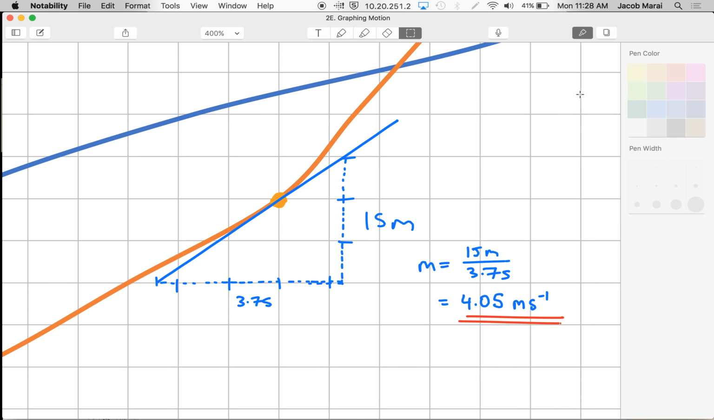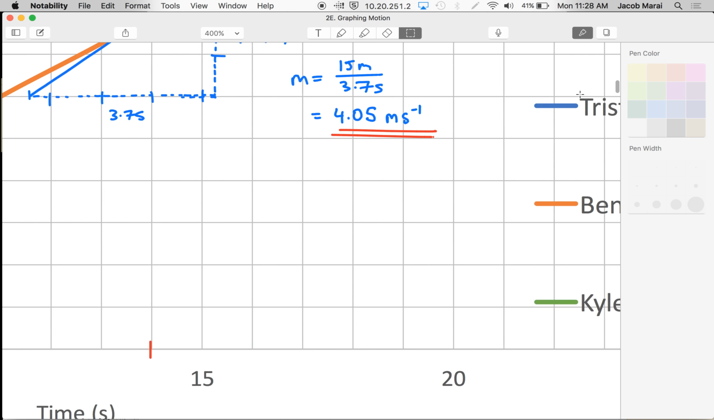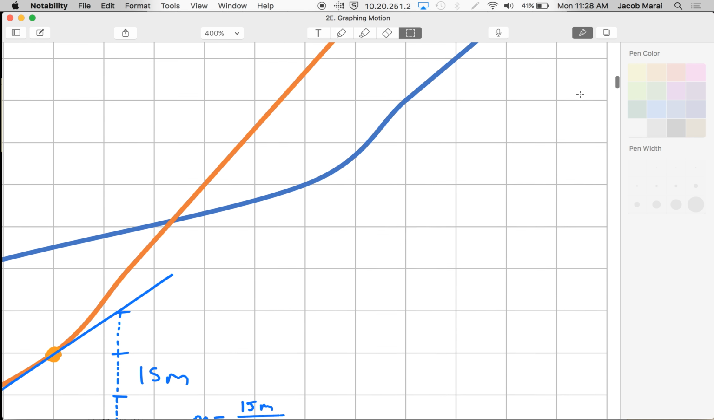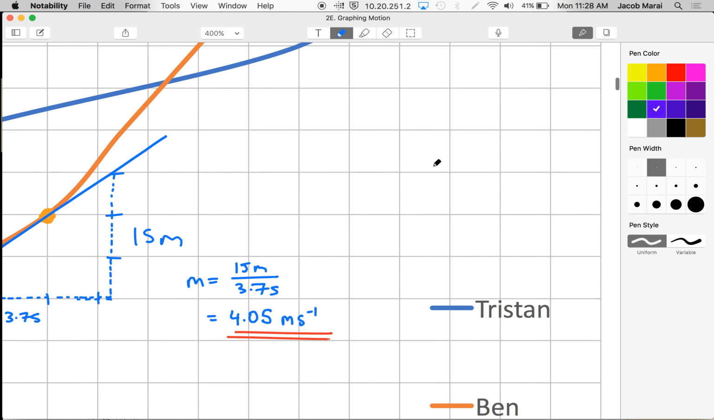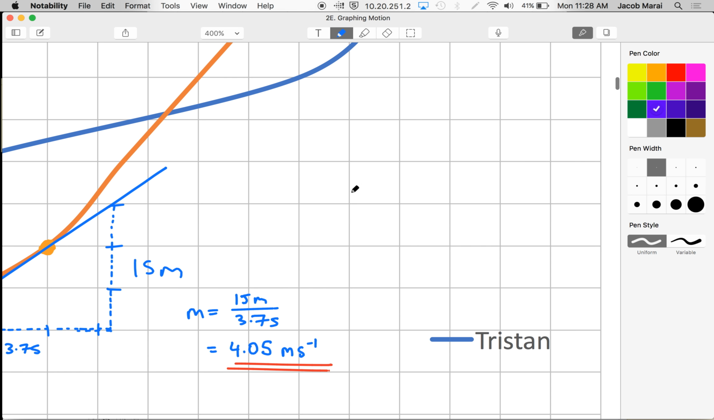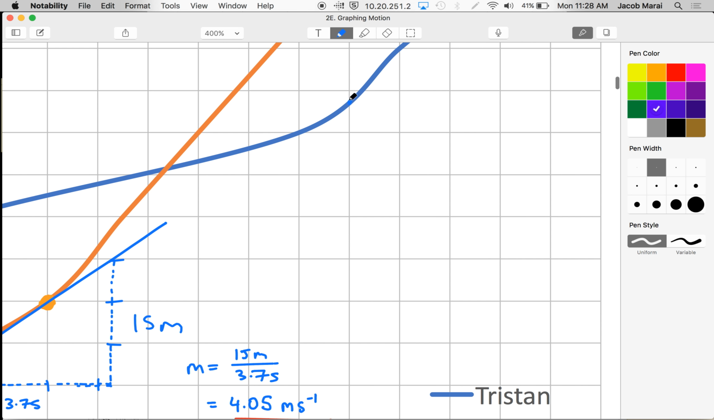It says, find Tristan at 20 seconds. Tristan is blue, 20 seconds. There he is. Wait, I missed it. Where is it? There he is. Yeah, it's just under 5. Tristan's endurance is pretty lackluster.